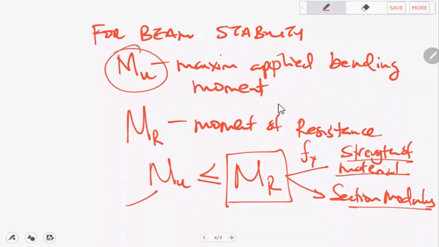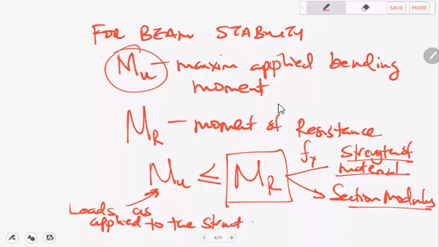Then the ultimate moment, where does it come from? It comes from loads, right? As applied to the structure. Right. So I'm not going to get into too much theory because we don't have a lot of time.